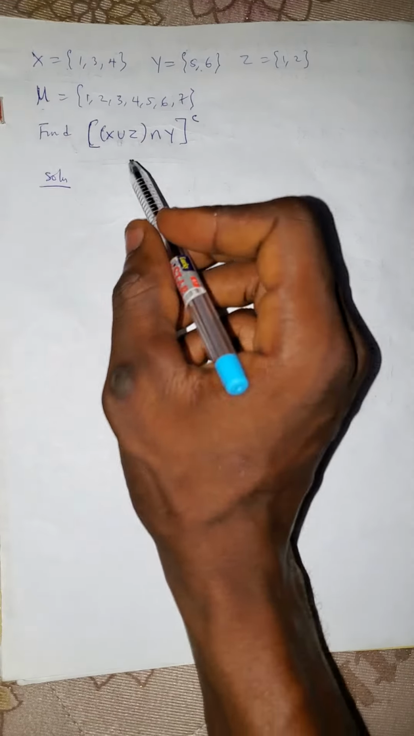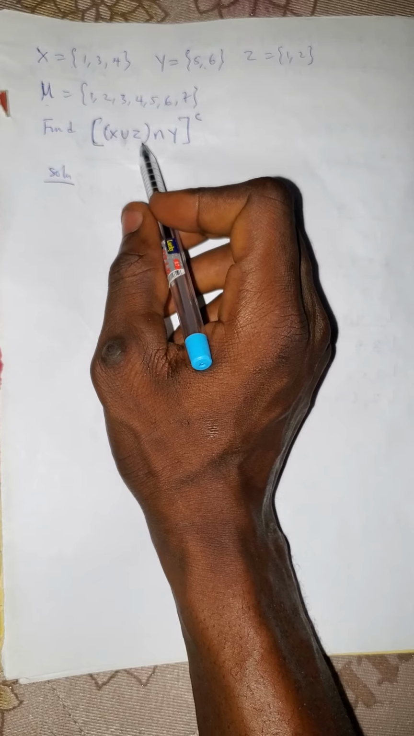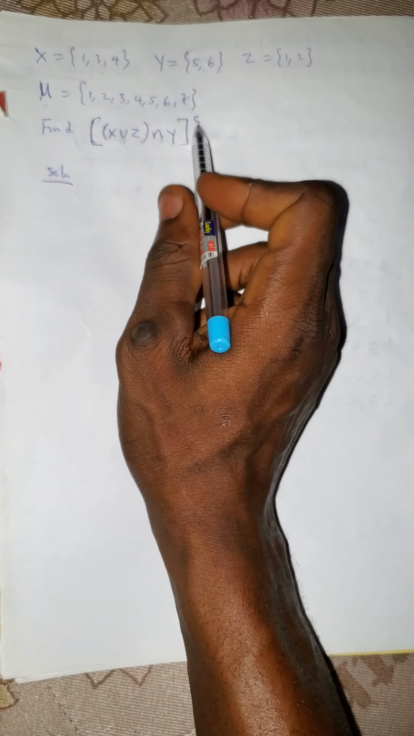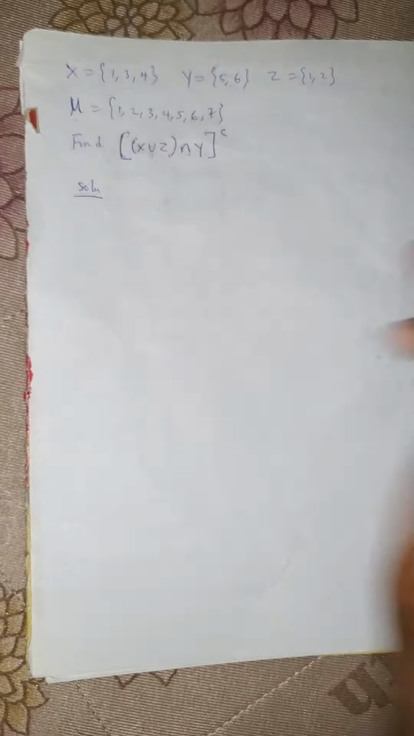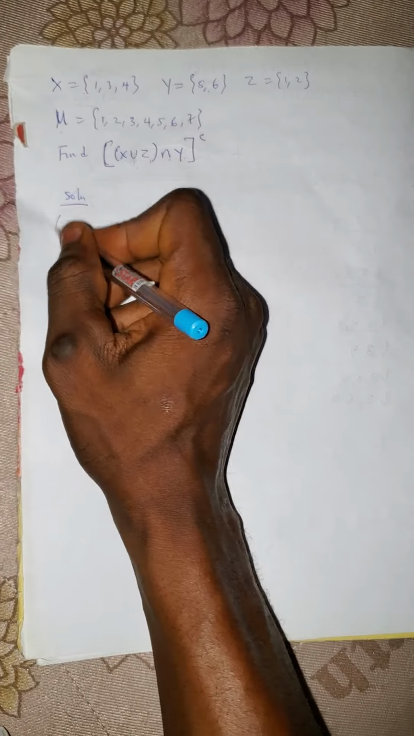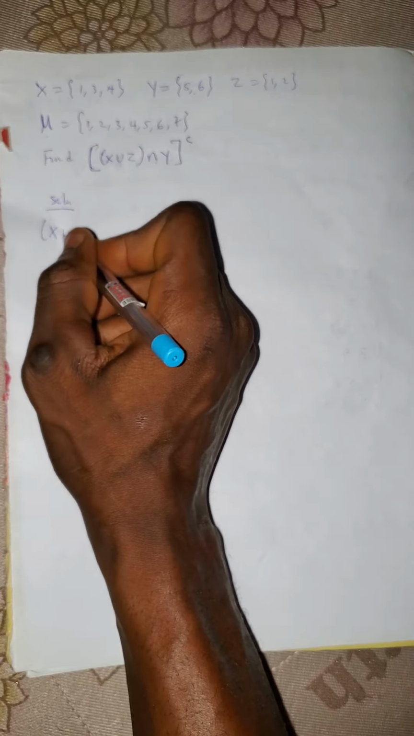We have X, we have Y, we have Z, and this is a universal set. We have to find X union Z intersection Y complement. We are going to open this one after the other. Now the first one we are going to open, let's open X union Z.